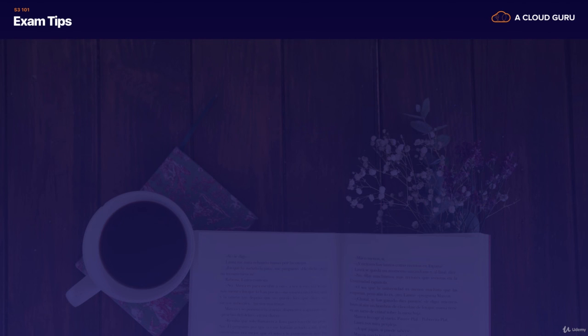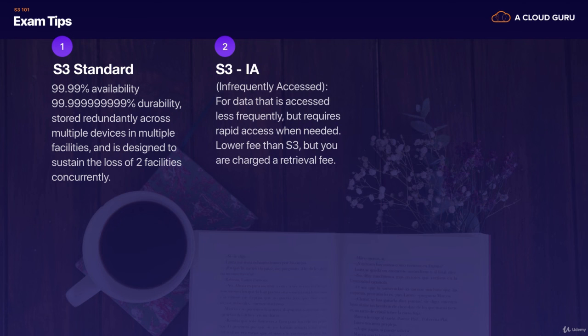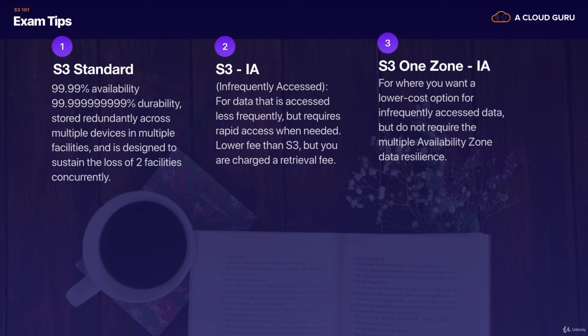And pretty much the most important thing to remember going into your exam are the different storage classes. So we've got S3 Standard. This is 99.99% availability, 11 9's durability. We then have S3 Infrequent Access. This is where you're going to pay a lower fee than standard S3, but you need instant access, and you are charged a retrieval fee as well.